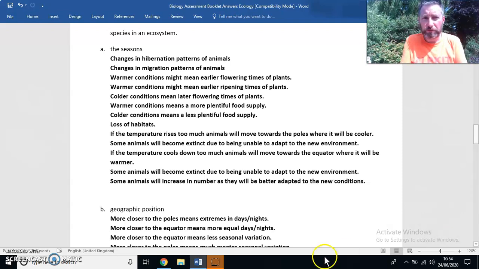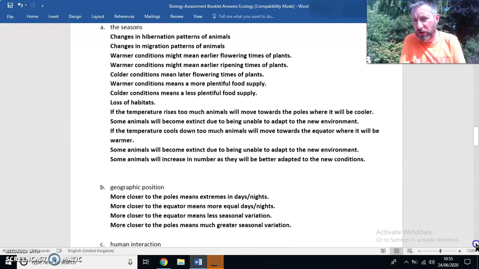So you might find colder conditions, for instance, mean later flowering times for plants. You could talk about the fact that plants lose their leaves, which causes loss of habitats. What's that do? Well, you might get changes in hibernation patterns. The animals might hibernate, they might migrate. So any 2 of those really you could talk about. You could talk about animals becoming extinct because they can't adapt to the change in the season.